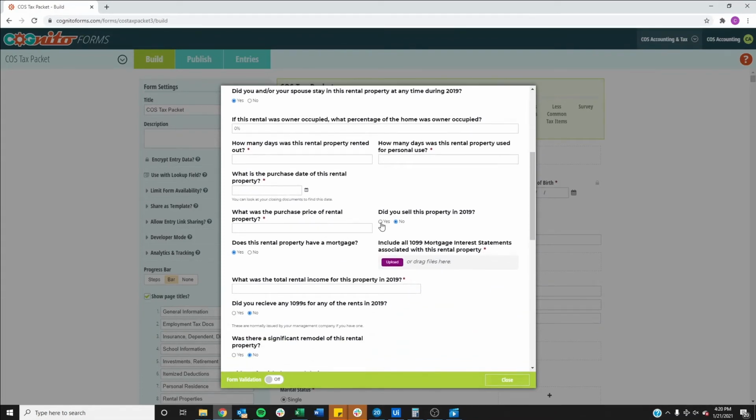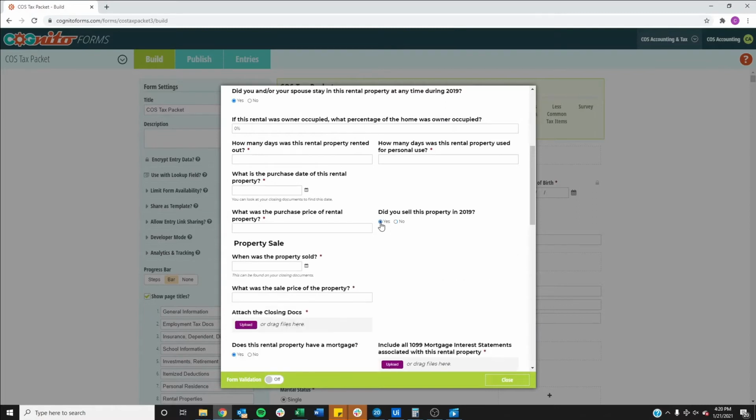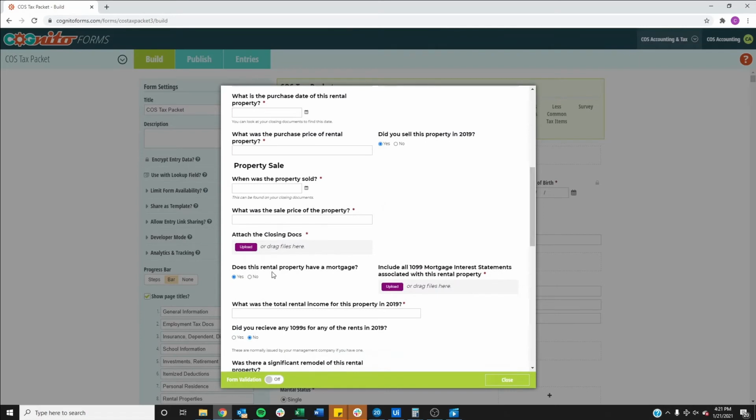We're also going to need to know the purchase date and the purchase price of the rental property. If you sold the property, kind of like in the previous video, we'll need to know when it was sold and what the sales price was, to be able to calculate your capital gains. If you have a mortgage with a rental property, then we'll ask you to include your mortgage interest statements for that property.